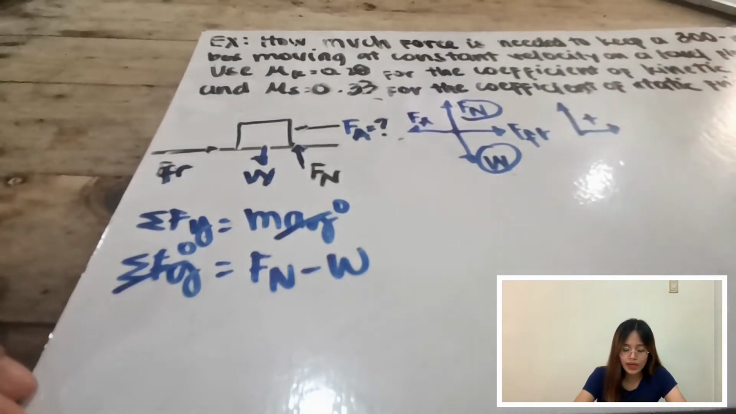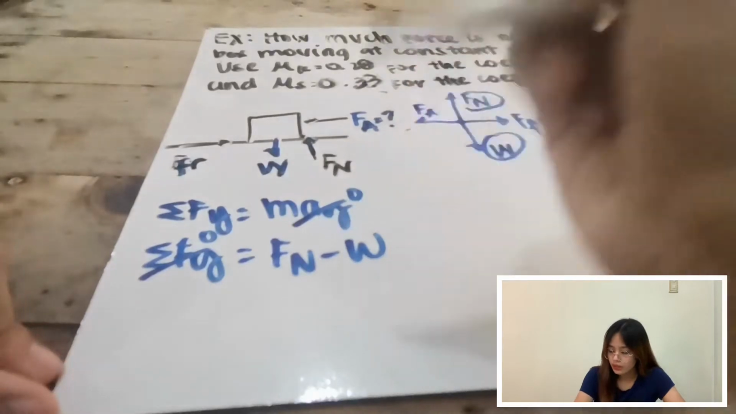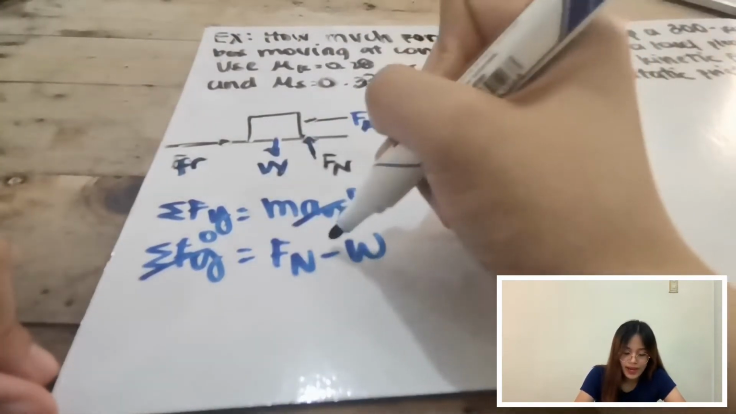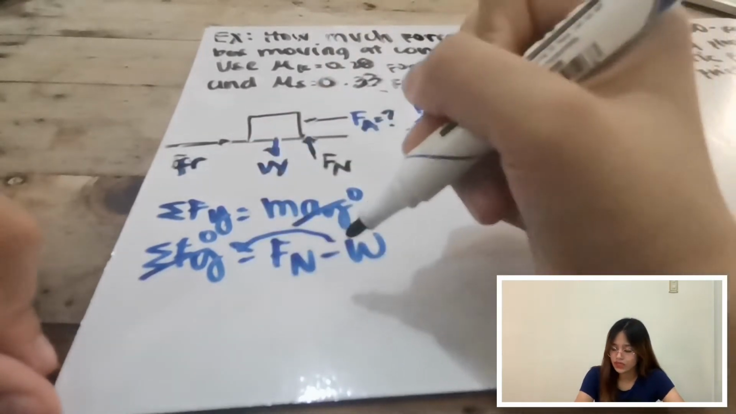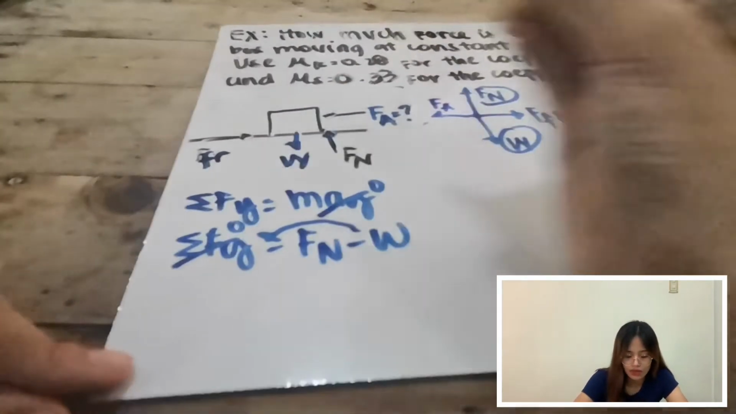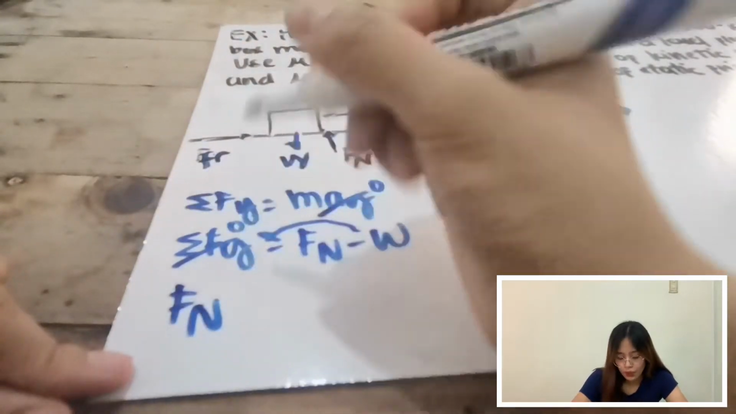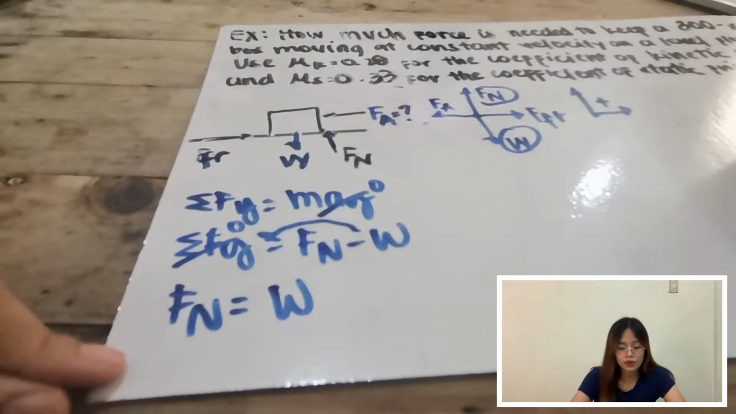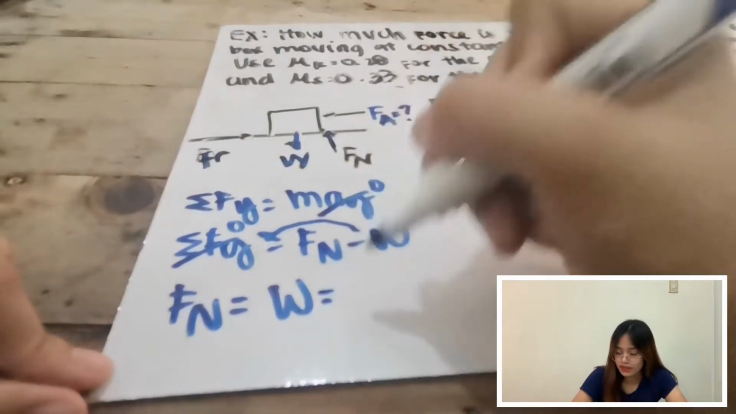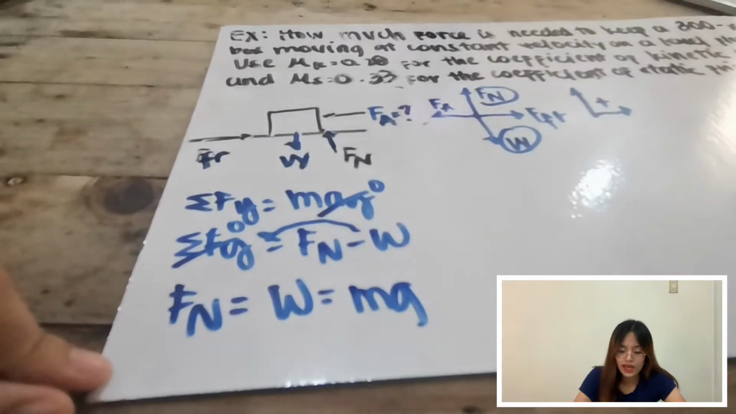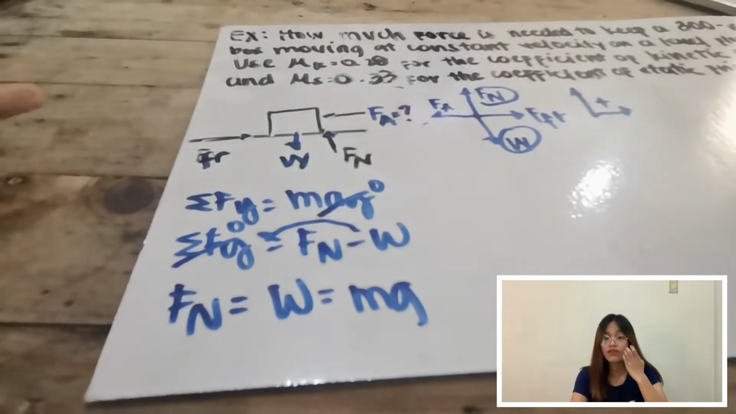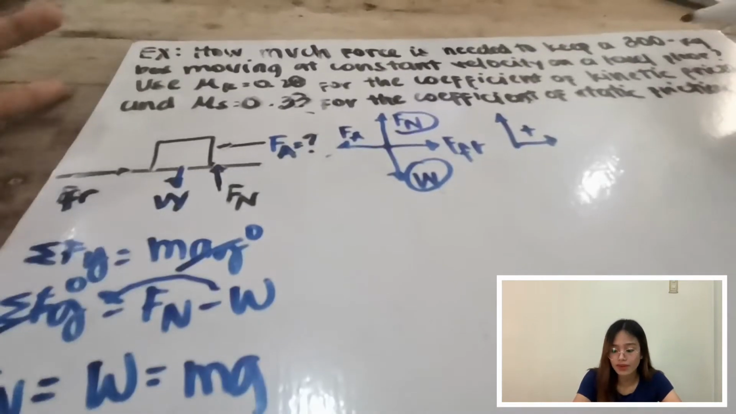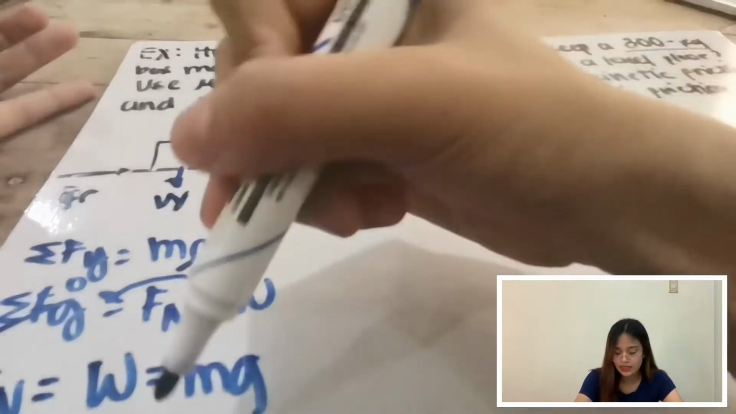So, now, ang hinahanap sa atin is yung normal force natin. So, ililipat lang natin to para maging positive itong si weight. So, normal force now is equal to weight. And also, sa previous lessons natin, weight is also equal to mass times gravity natin. Dahil wala tayong given na weight, pero meron naman tayong given na mass. So, ito na gagamitin natin since equal lang naman sila.